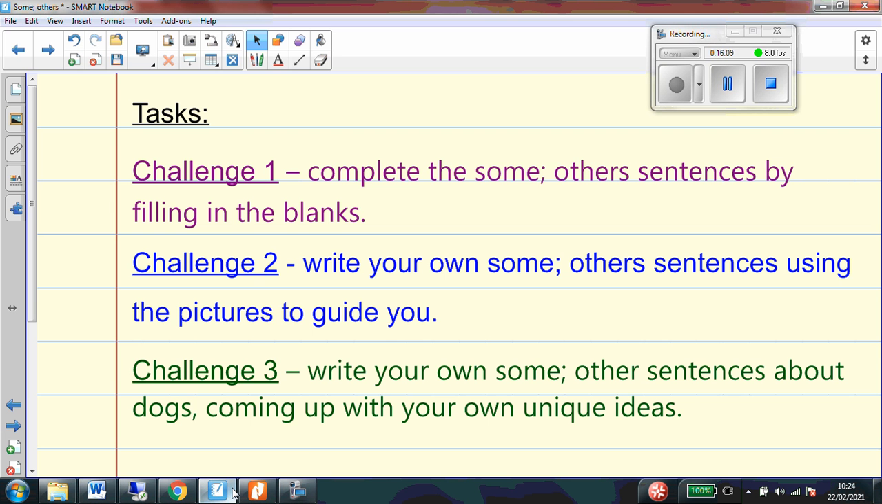And then lastly, challenge 3 was to write your own some other sentences using your own fantastic ideas.